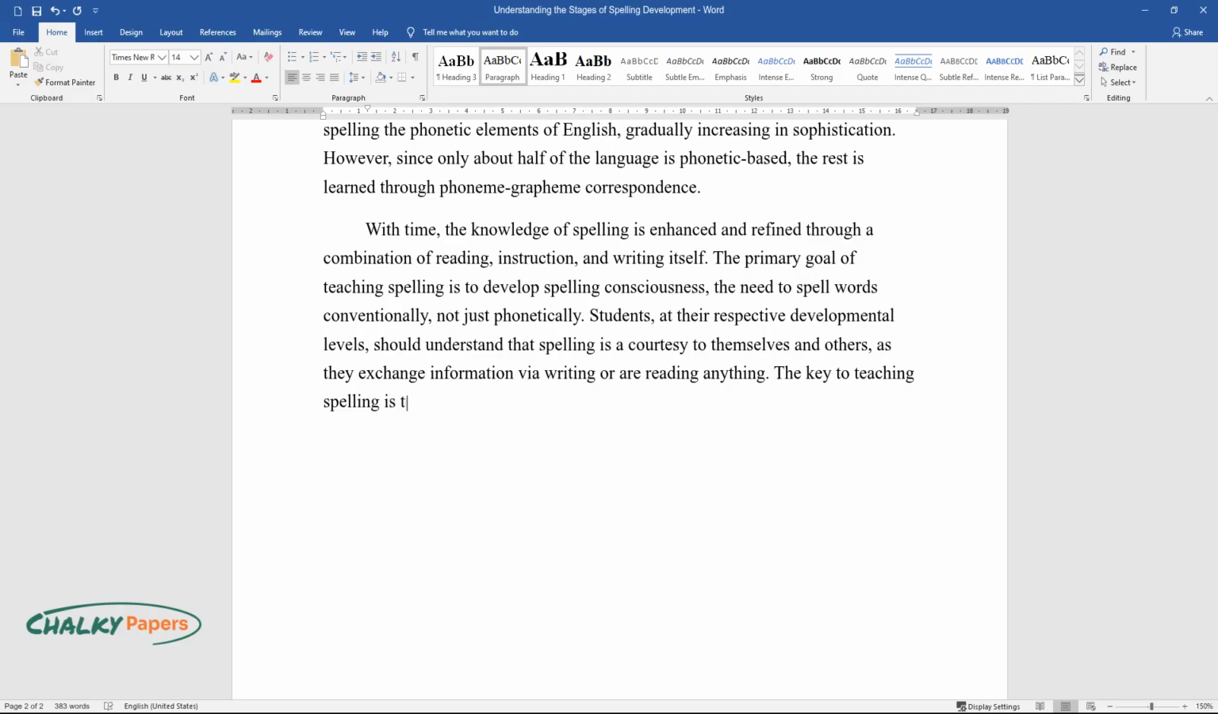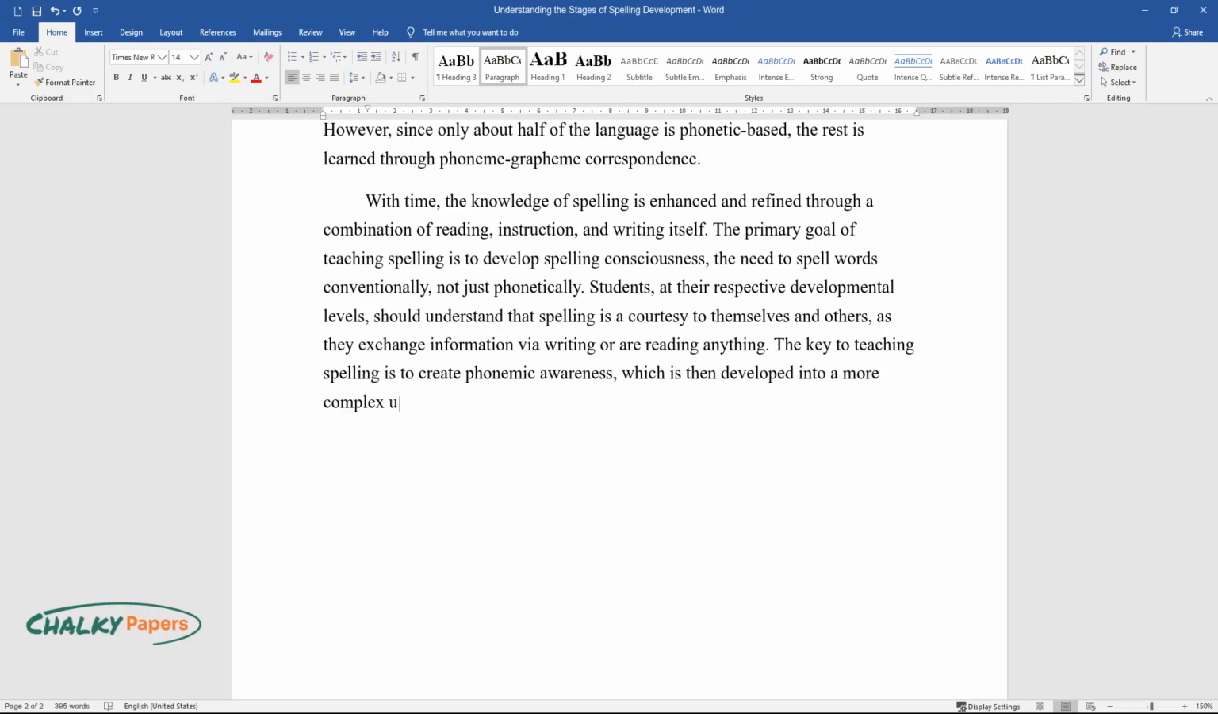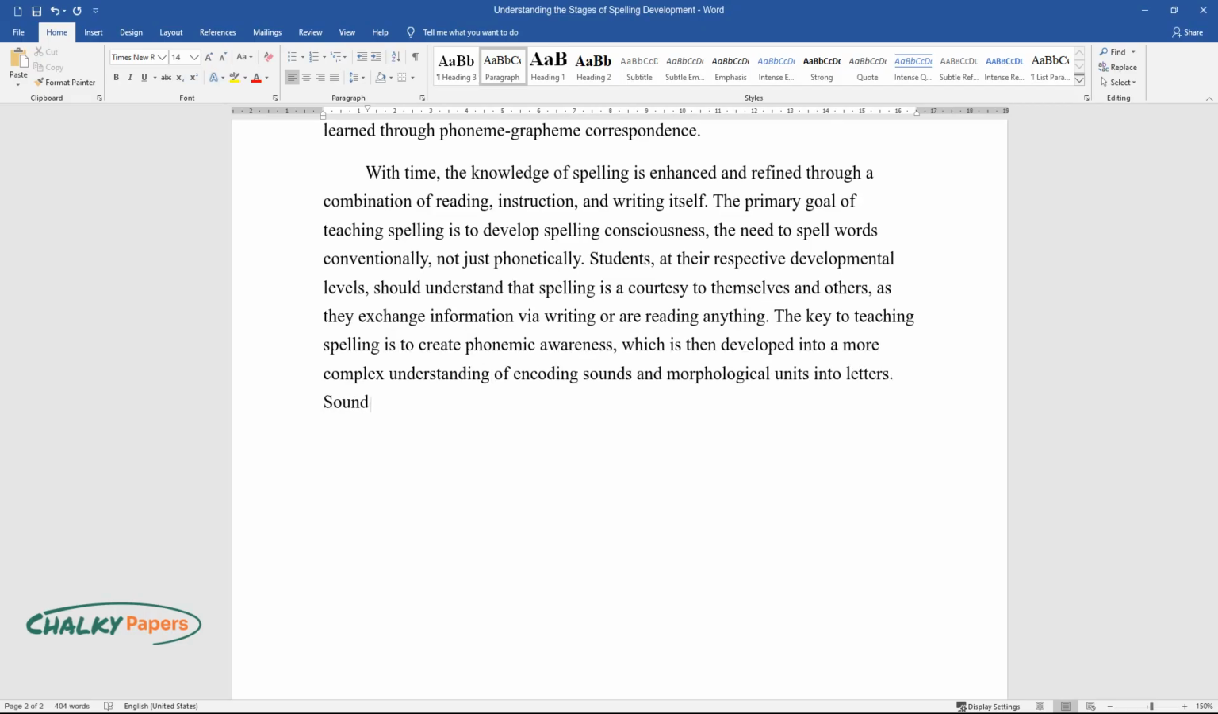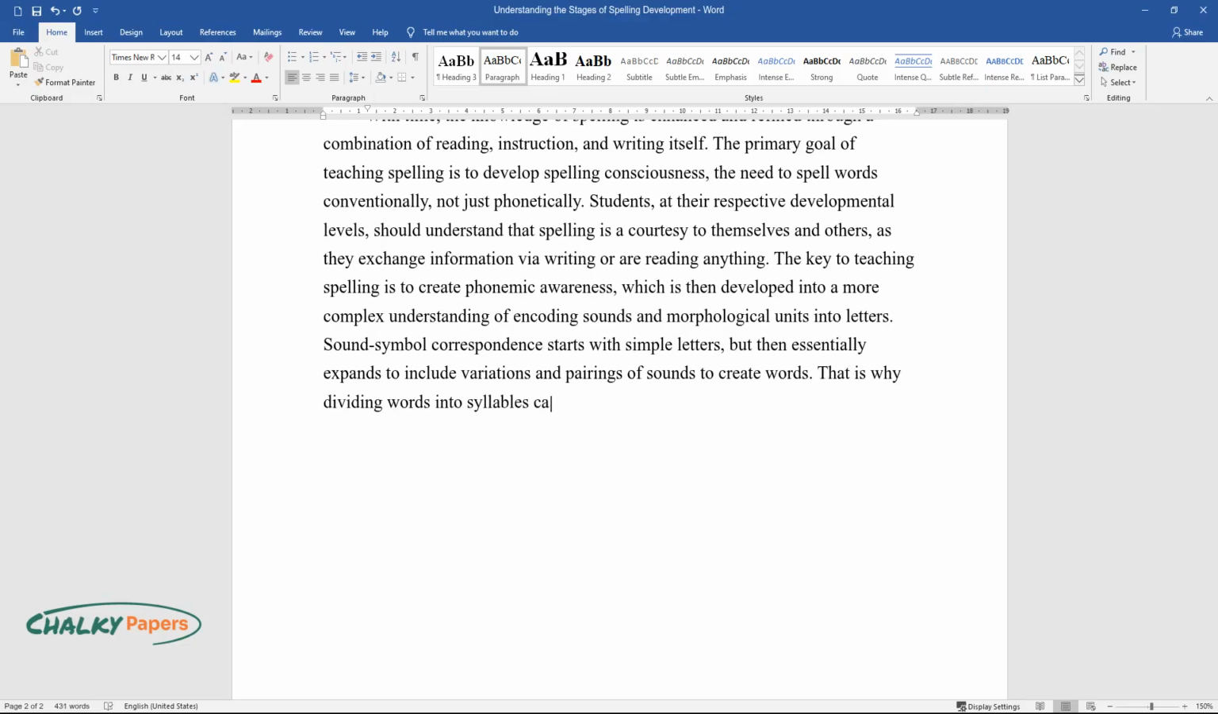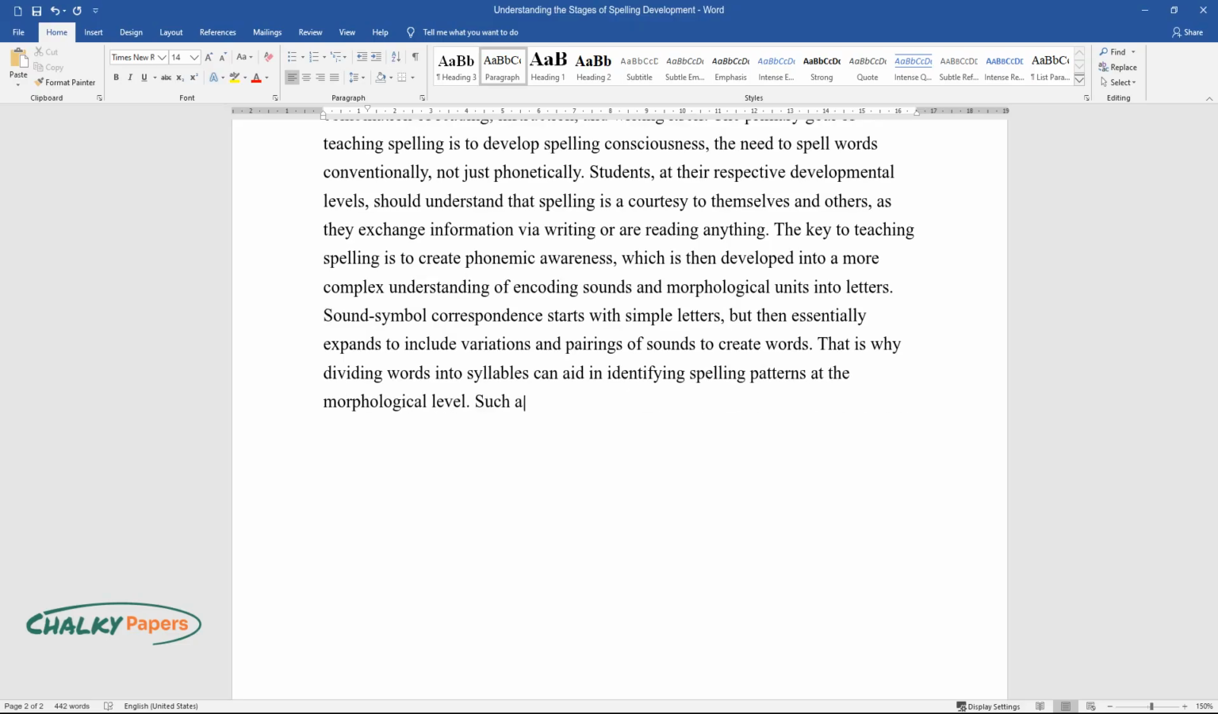The key to teaching spelling is to create phonemic awareness, which is then developed into a more complex understanding of encoding sounds and morphological units into letters. Sound symbol correspondence starts with simple letters, but then essentially expands to include variations and pairings of sounds to create words. That is why dividing words into syllables can aid in identifying spelling patterns at the morphological level.